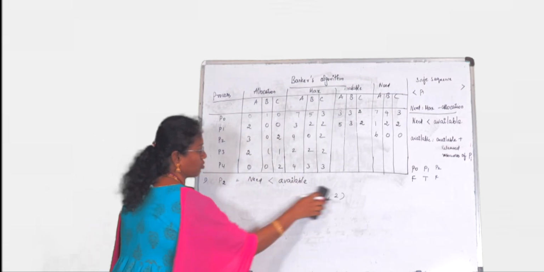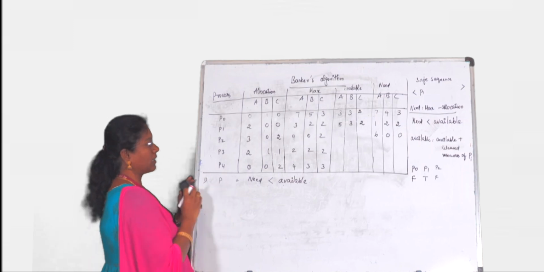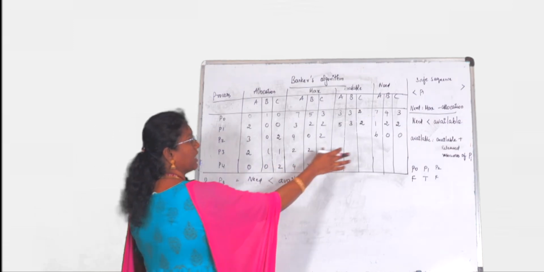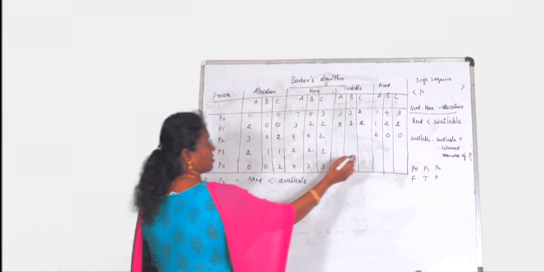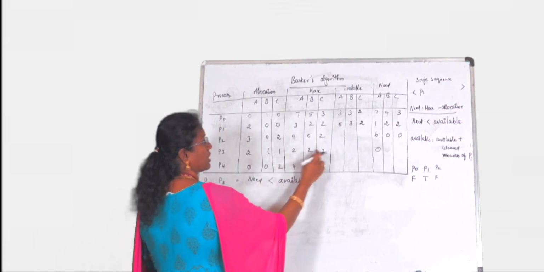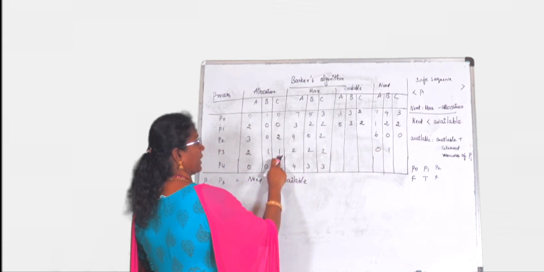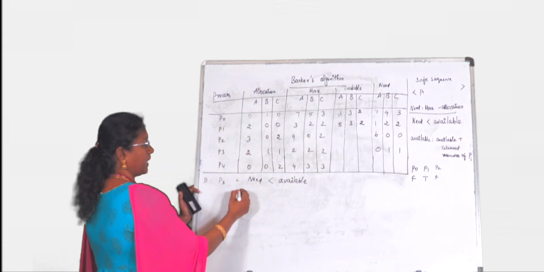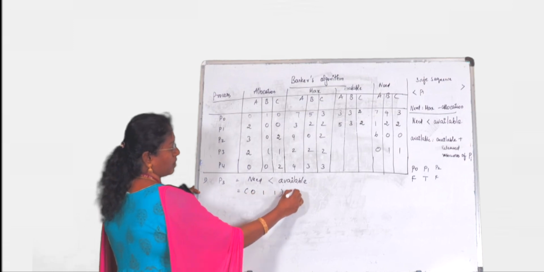As it doesn't execute, it will not release the resources. Now let us go to the next process, P3. We check the needed resources. 2 is the maximum it needs, 2 has been allocated, so 0. 2 it needs, 1 has been allocated, so it needs 1. 2 maximum, 1 allocated, 2 minus 1, 1. So the needed resources are 0, 1, 1.